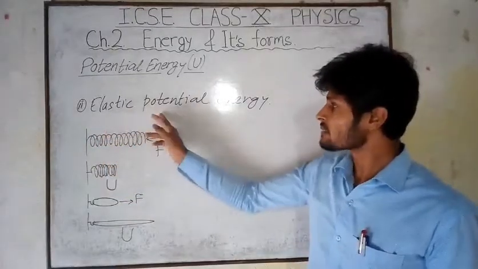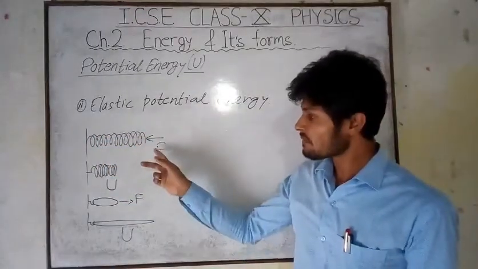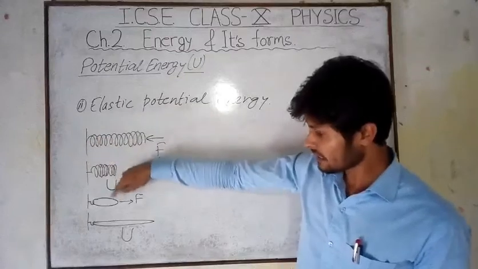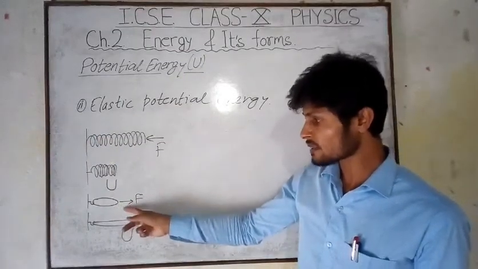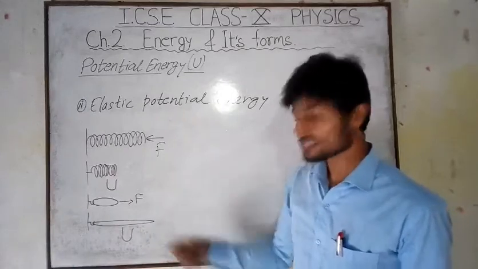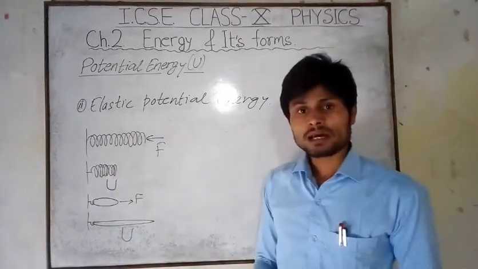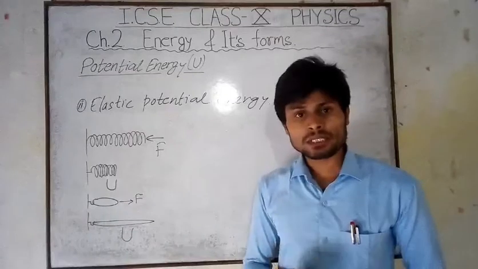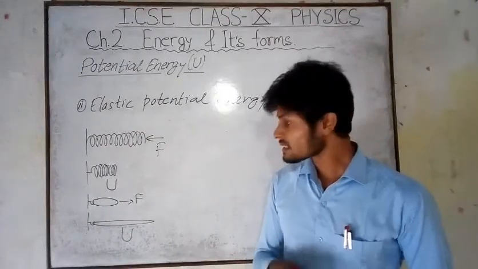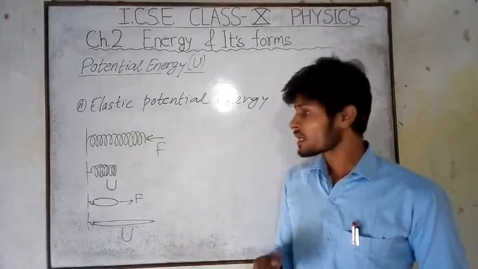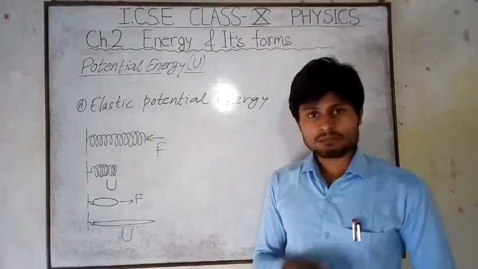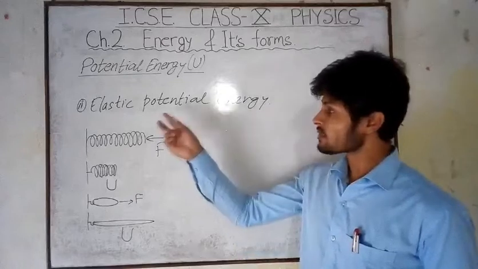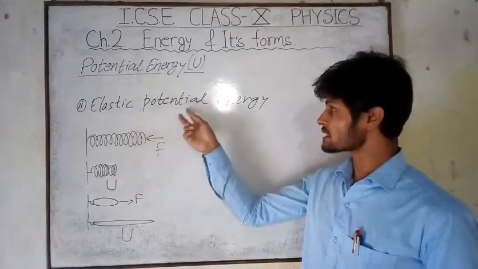Now we will learn about elastic potential energy. We have taken the example of the spring: when an external force is applied, the spring is compressed. We have taken the rubber band: when force is applied to pull the rubber band, it is stressed. This stressed rubber band and this compressed spring have potential energy in them. This is only because those objects have the property to regain their original shape or original size. The property of an object by which it regains its original shape or size is called elasticity. And the potential energy they have is called elastic potential energy.